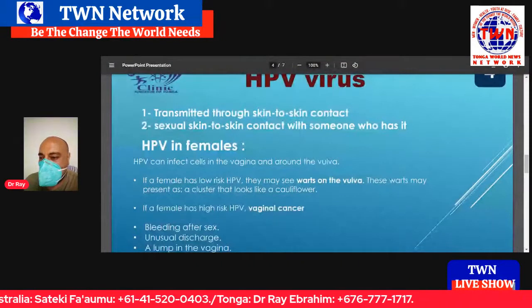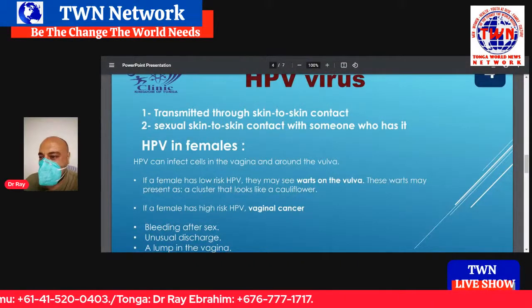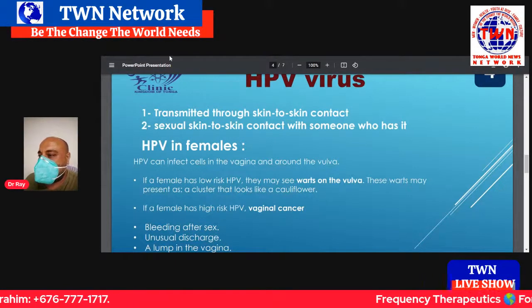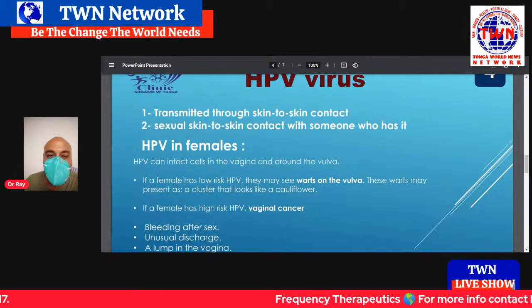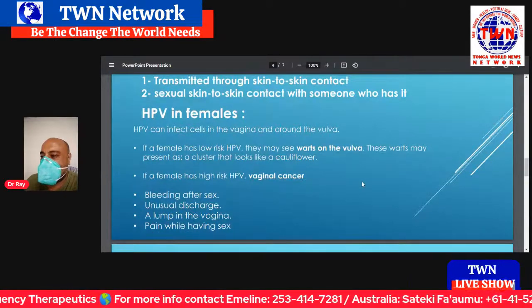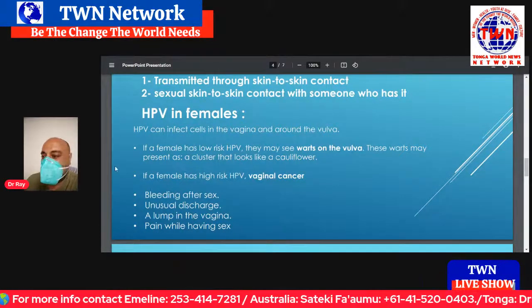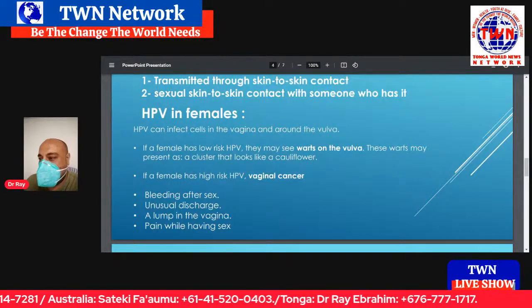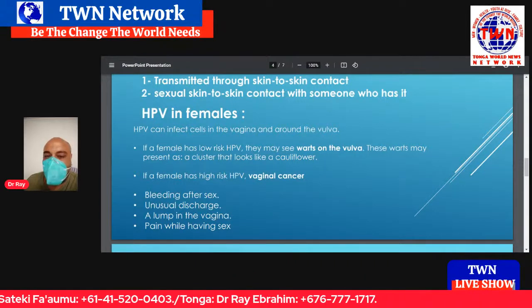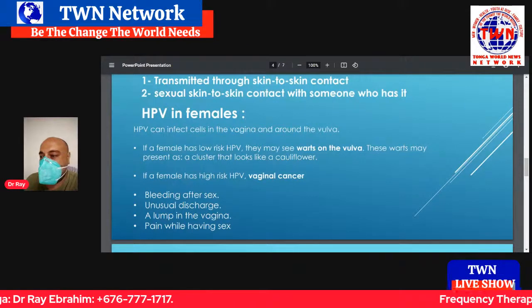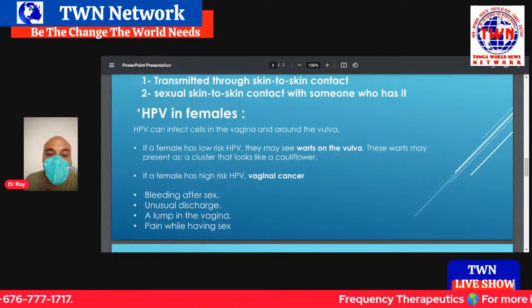These are symptoms of it, and it can also cause warts. So if a female starts to get warts around her vagina, her skin, or her body, that's a big sign that she has HPV, and it's a good time to do the treatment. Otherwise, it will cause cancer.